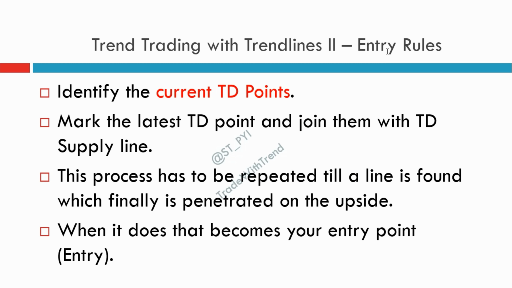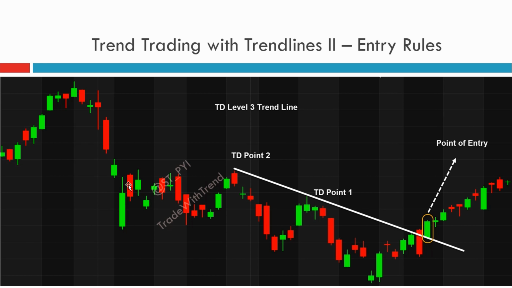So the entry rules are pretty straightforward. First, we identify the current TD points based on the rules that we discussed in the previous series. Then we join those relevant TD points to form a same degree TD supply or TD demand line. Once we form a valid TD line, we wait for a proper breakout to happen above the TD line, and that becomes our entry point. So I'll just take it up with an example.